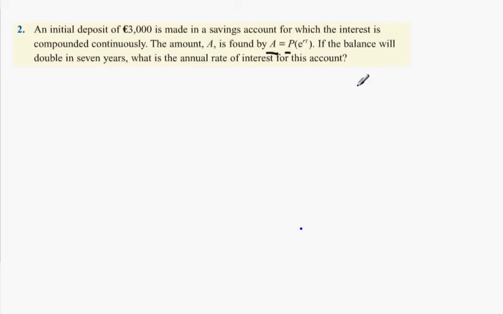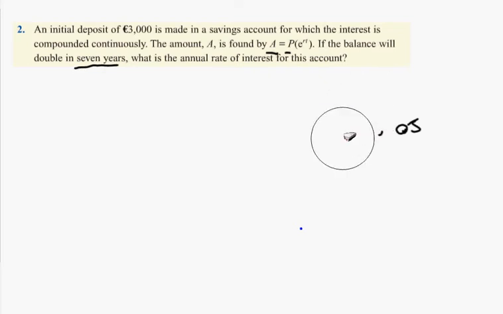E is the number 2.718. It's just a constant number, right? It's in your calculator, it's saved, okay? R is the rate of interest in decimal form. So for instance, if we had 5%, R would be 0.05. It's in decimal form, not percentage form, okay? And then T is the amount of time in years. So we can see that it's 7 years, okay?